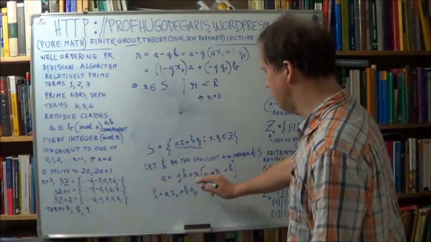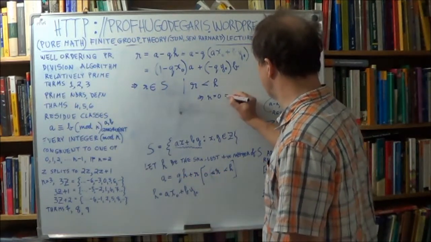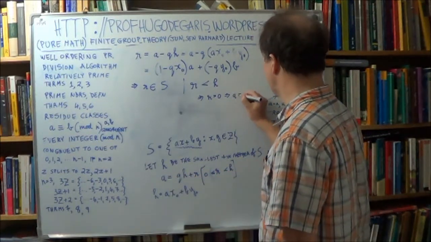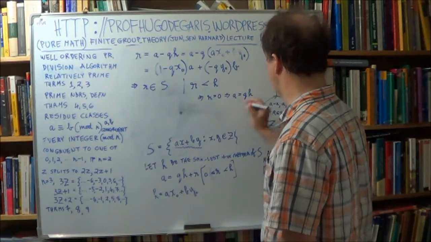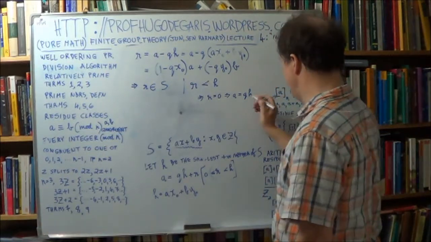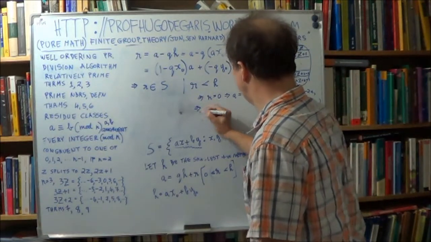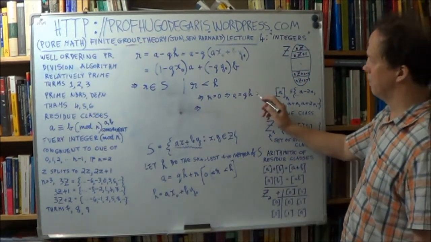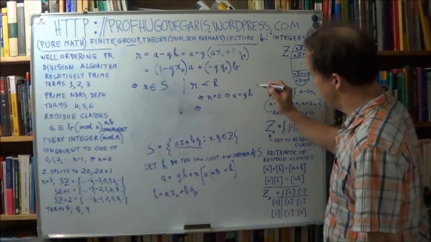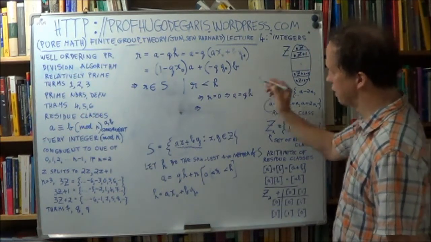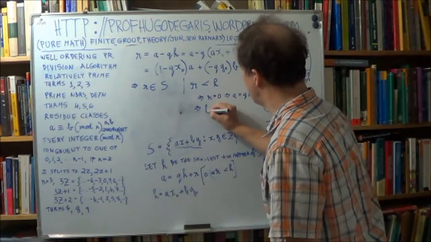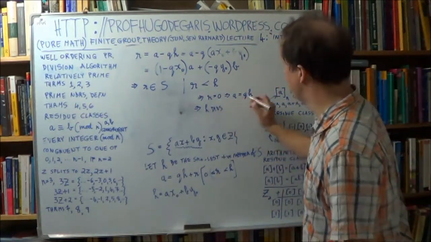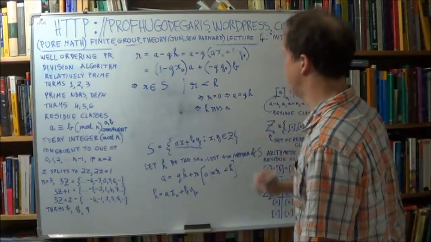Now if R is 0, A equals QH. That implies that H divides A. You can divide A by H. H divides into A. So H divides A, alright?